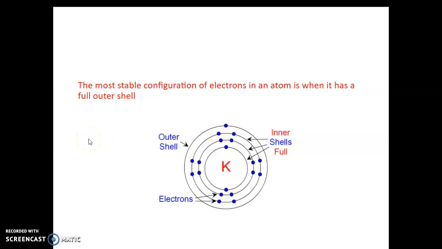So the most stable configuration of electrons in an atom is when it has a full outer shell. That means it was able to fill each one of its shells, including the outer shell. If all of those are filled, they are considered stable. They're not looking for any, or they're not trying to get rid of any.